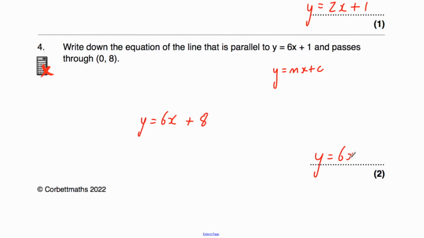Y equals 6x plus 8, because that line has got a gradient of 6. So it's parallel to the line that we were given. And it also passes through the point 0, 8. It passes through 8 on the y-axis, so it's plus 8. That's it.